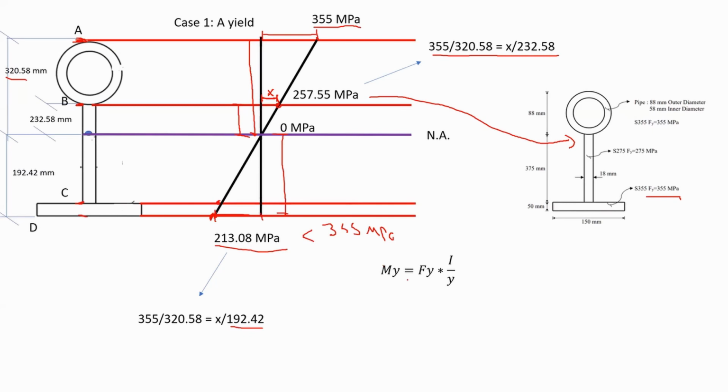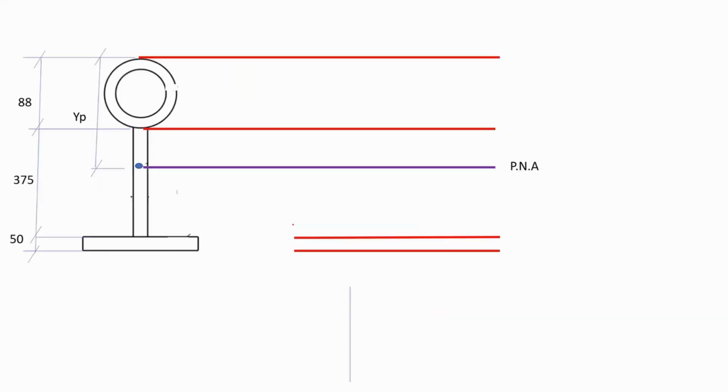So now calculating My, basically I have to substitute the yielding stress that we have. The yielding stress is 355. We have the moment of inertia for the whole section. And lastly, we have y. What is y? It is the distance from the centroid to where you would have the yielding stress, and obviously it is 320.58. So if you plug in all the values, you will realize that My is equal to 631.36 kilonewton meters.